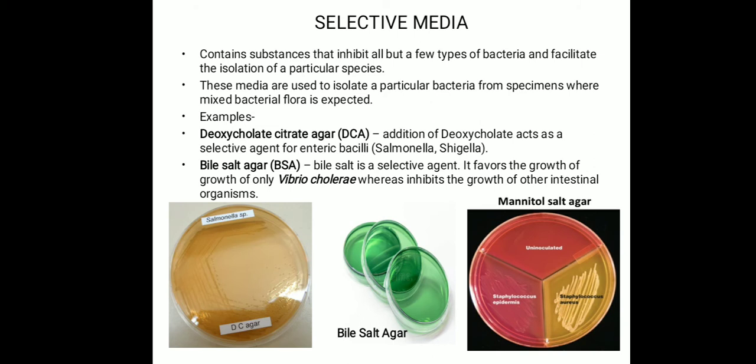In case of DCA, deoxycholate citrate agar, the addition of deoxycholate acts as a selective agent for enteric bacilli like Salmonella and Shigella. Then in case of BSA, bile salt agar, bile salt is the selective agent. It favors the growth of only Vibrio cholerae, whereas it inhibits the growth of other intestinal organisms.